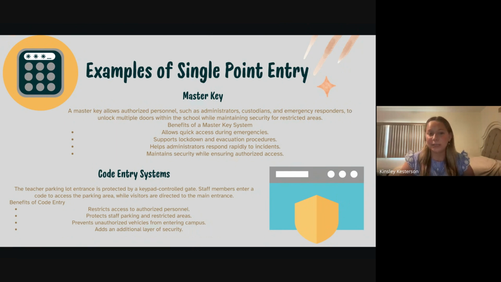The code entry systems, like I mentioned: the teacher parking lot entrance is protected by a keypad gate, and they have to enter that code to get into the parking area, and that prevents just anyone from going into the parking lot and being able to access the school. So all the visitors have to go to the main entrance. The benefits of that: restricted access, protects staff parking and restricted areas, prevents unauthorized vehicles from entering the campus, and adds an additional layer of security.